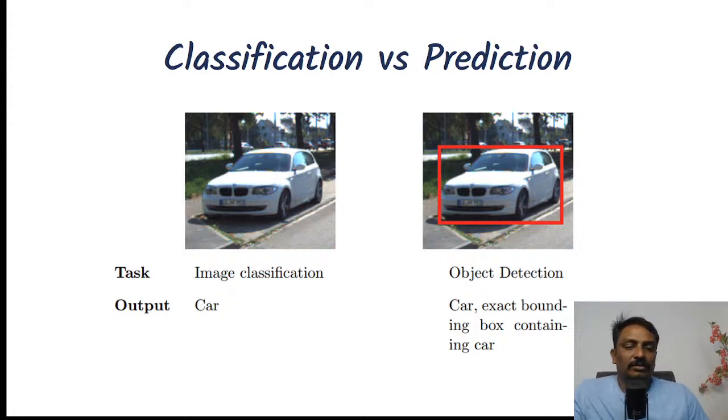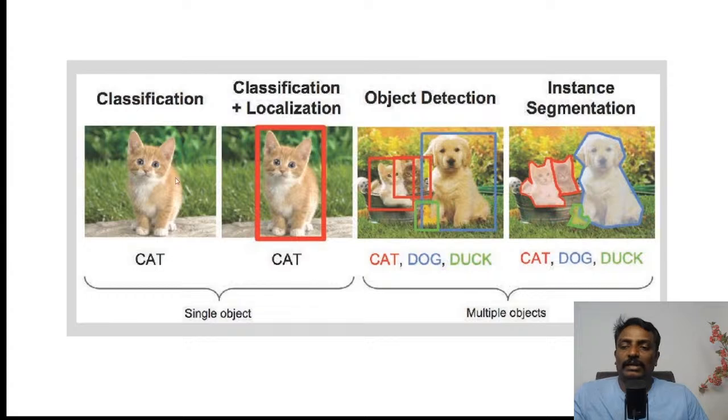Is that clear? Classification versus prediction. So with classification, you have the cat. This is classification plus localization, and this is object detection. This is the bounding box, and this is instance segmentation. In segmentation, you will be grouping the pixels of exact objects. So for instance segmentation, you will be using semantic segmentation.